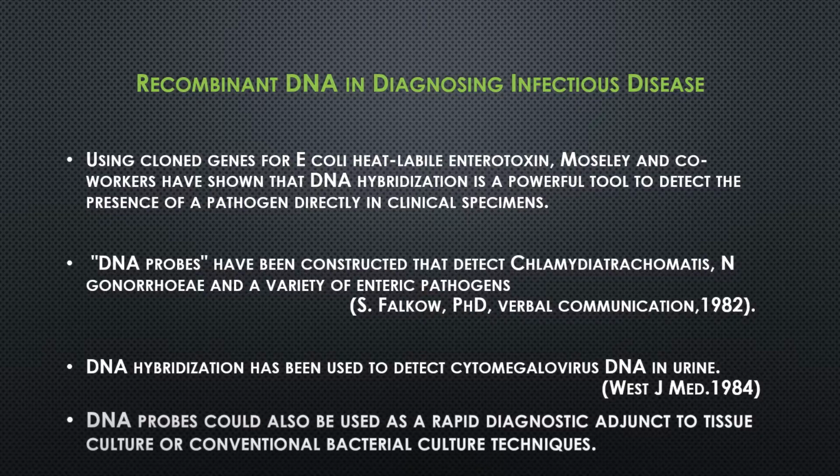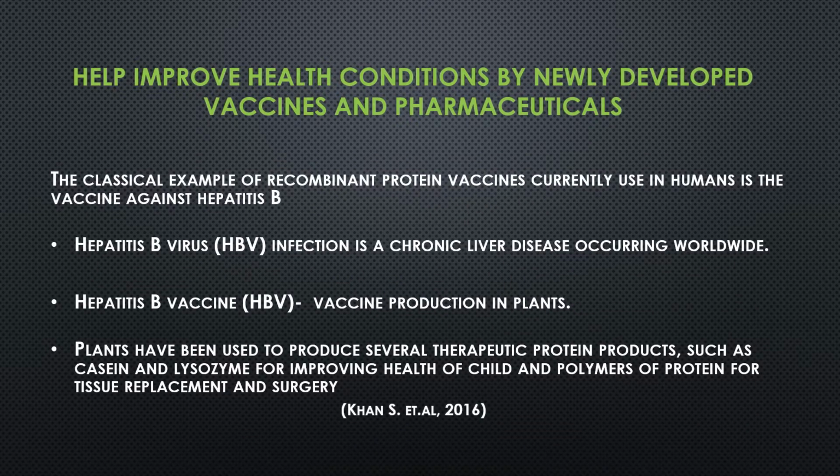DNA probes could also be used as a rapid diagnostic adjunct to tissue culture or conventional bacterial culture techniques. Another advantage of DNA technology is to help improve health conditions by newly developed vaccines and pharmaceuticals. The classical example of recombinant protein vaccines currently used in humans is the vaccine against hepatitis B. Hepatitis B virus infection is a chronic liver disease occurring worldwide.